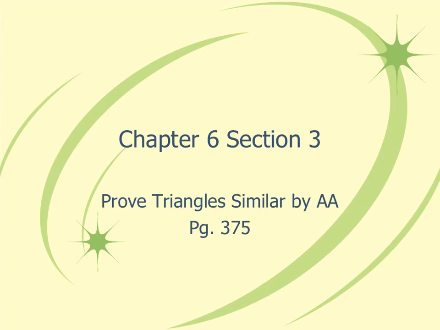Okay, so today is section 3. Today we're going to be proving triangles similar by AA. And that AA represents angle, angle. So it's a shortcut to prove triangles similar. And again, just like the shortcuts for congruence, like side, side, side, side, angle, side, now we're going to have shortcuts for proving triangles similar.